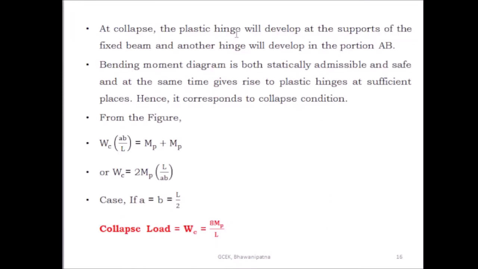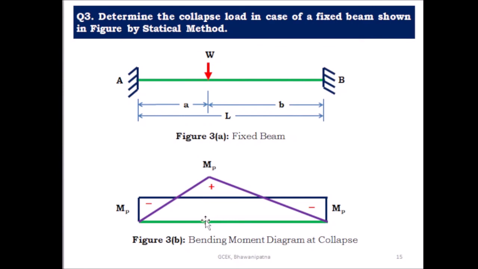At collapse, the plastic hinge will develop at the supports of the fixed beam and another hinge will develop in the portion AB. So the bending moment diagram is both statically admissible and safe, and at the same time gives rise to plastic hinges at sufficient places. Hence it corresponds to the collapse condition. From the figure, what is the maximum bending moment under the load? W a b by L, the total bending moment under the load.